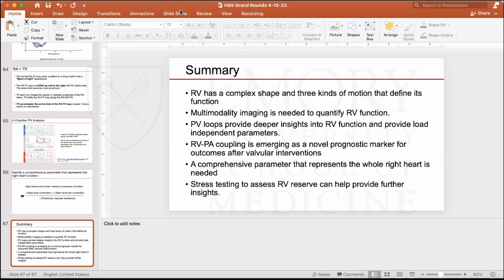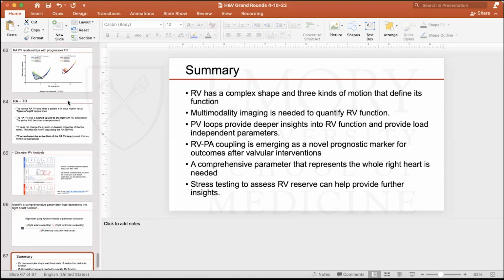This is Robert Guyton. Has anybody done simple stress testing, like leg elevation during echo or during pressure volume loop measurements, in a simple way, to determine RV function?